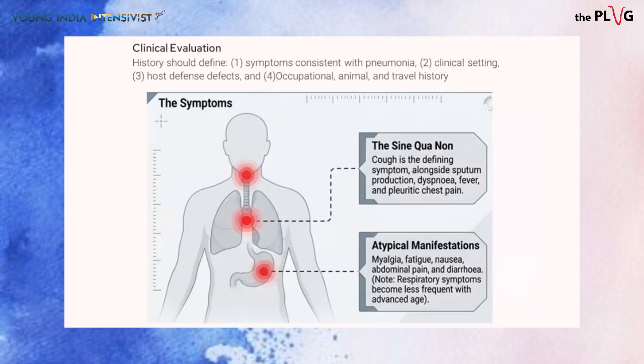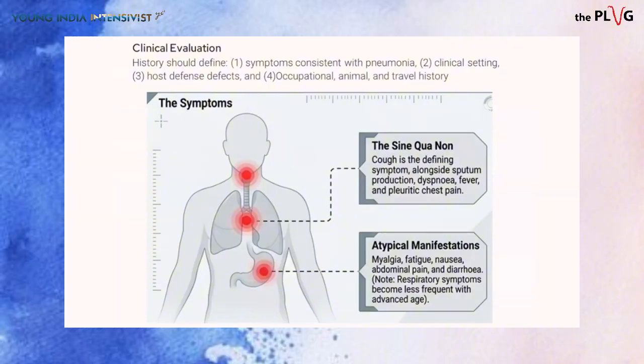When we see a patient with pneumonia, first we need a detailed history to do a clinical evaluation. There should be symptoms consistent with pneumonia. The clinical setting should be such that we are suspecting an infection, but not a chemical pneumonitis or aspiration pneumonitis or occupational exposure. So history about host defense factors, and occupational, animal, and travel history, is very important.